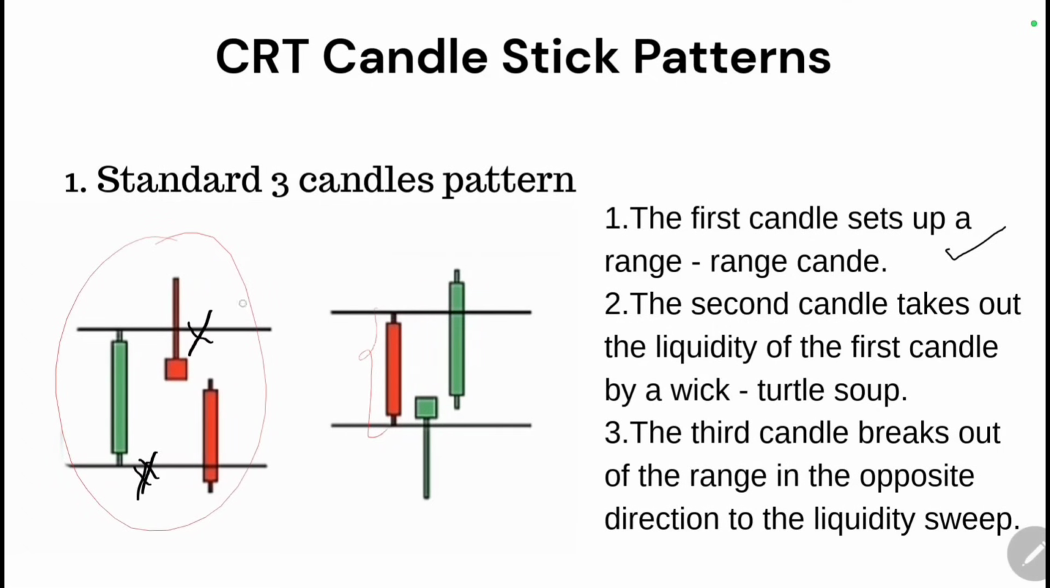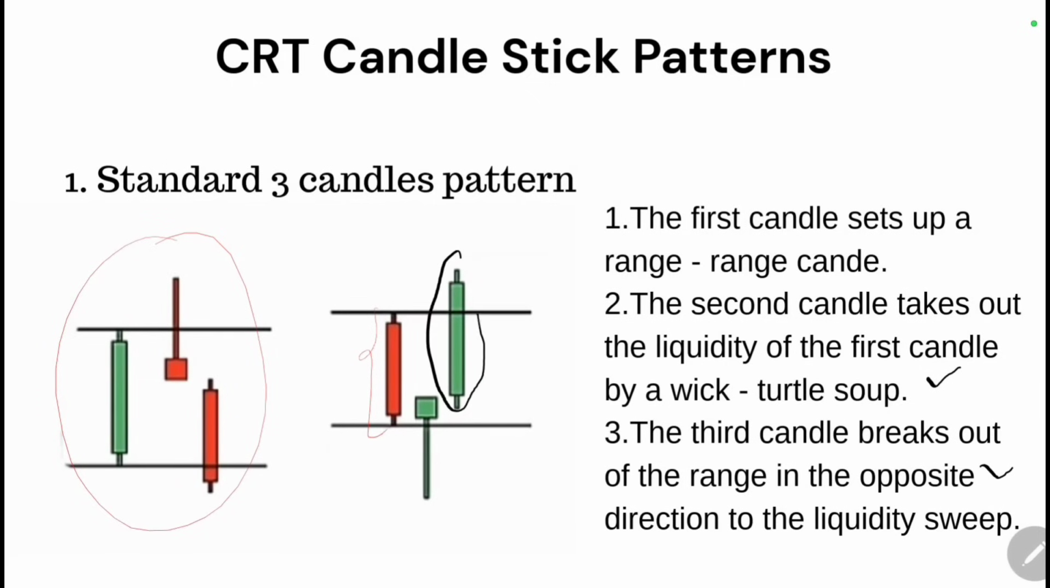There's liquidity at every candle range high and low. So the sweeping candle takes out the liquidity that is here. In this case, the sweeping candle takes out the liquidity of the candle range low. In the bearish scenario, the liquidity is taken out at the candle range high. So the second candle, what does it do? The second candle takes out liquidity, which is called the turtle soup, and then the third candle breaks out of the candle range in the opposite direction of the liquidity sweep.